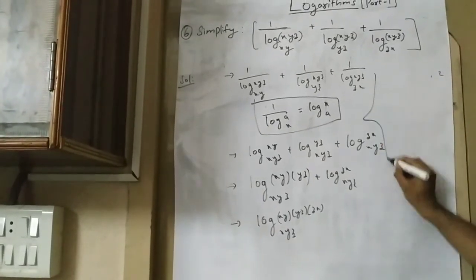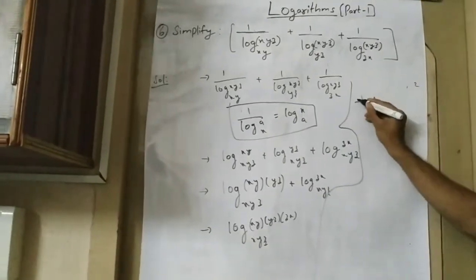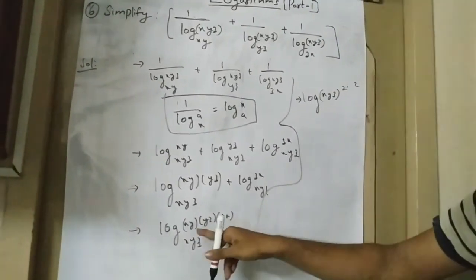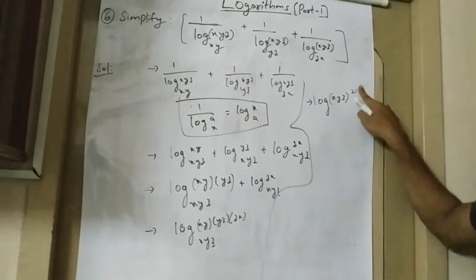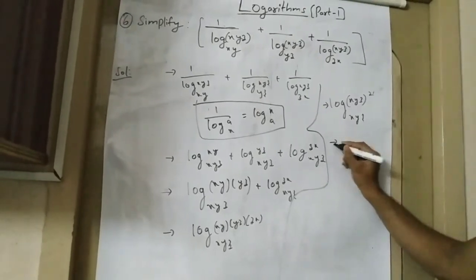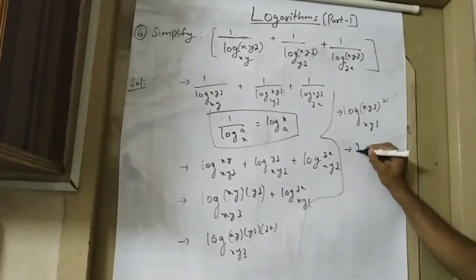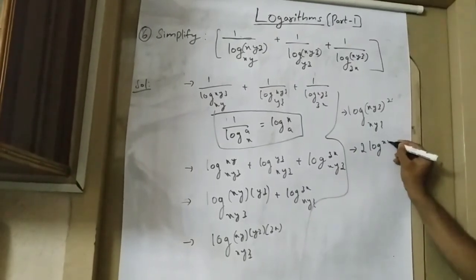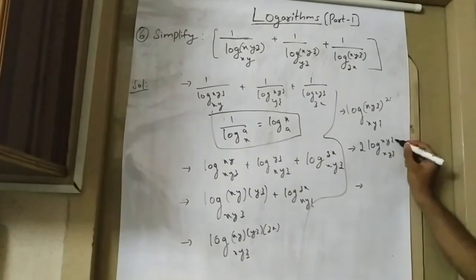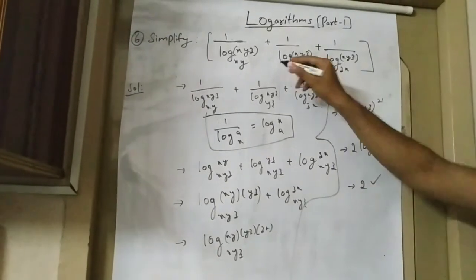So that is equal to log xyz whole square base xyz. Here there are 2 x's, 2 y's, 2 z's. Log a power m we can write as m log a. So 2 log xyz base xyz. Log a base a is 1. So that is 2. So the answer is 2.